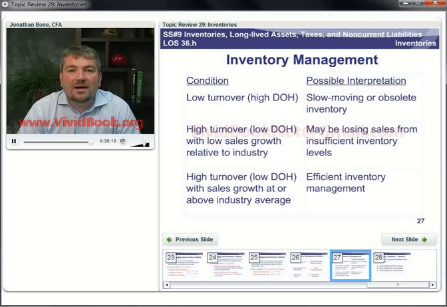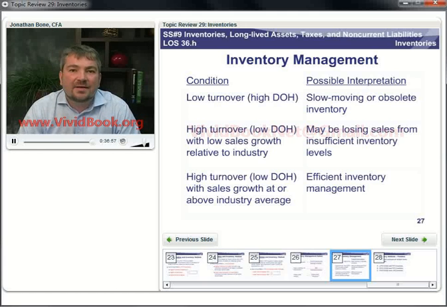High turnover, low days of inventory on hand with low sales growth relative to the industry. Now, essentially, if you've got low sales growth, but very small days of inventory on hand relative to the industry, it could actually indicate that you're losing sales from insufficient inventory levels. And we talk about losing sales from insufficient inventory levels as being stockouts. Okay, so your sales growth is low relative to the industry, but you're turning your inventory over very rapidly. So you've got very little inventory on hand, meaning essentially people might come and want to purchase from you, but you haven't got the inventory.